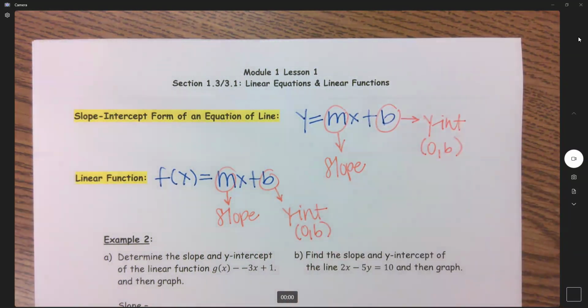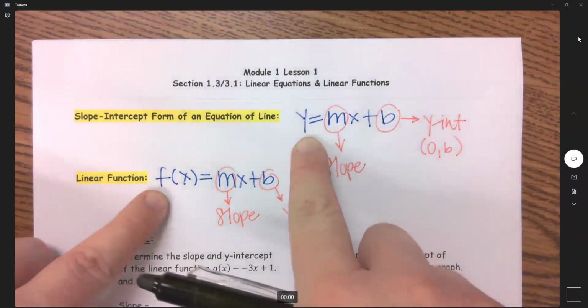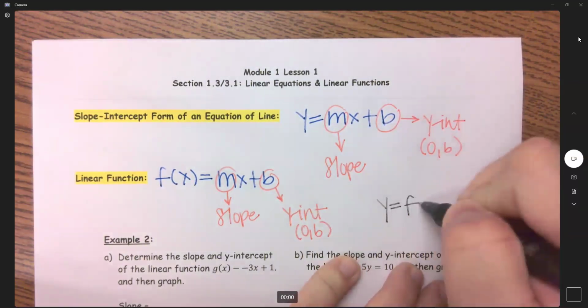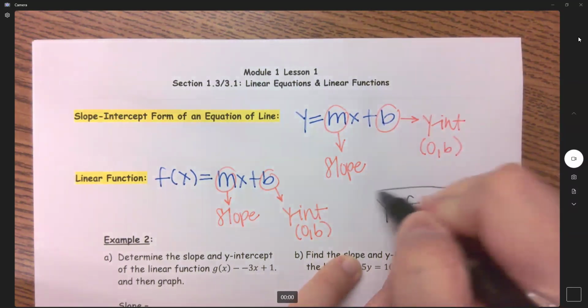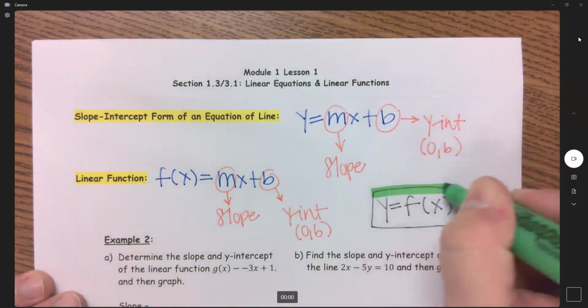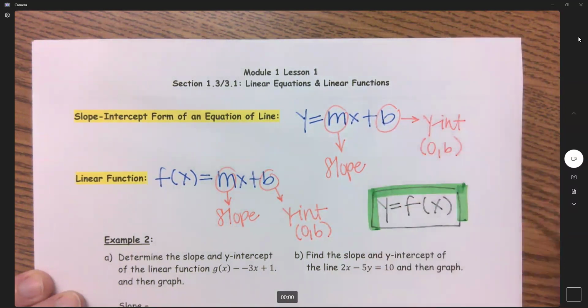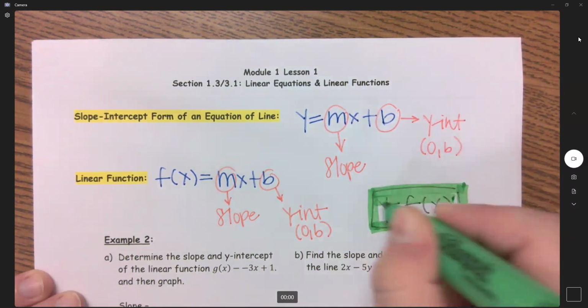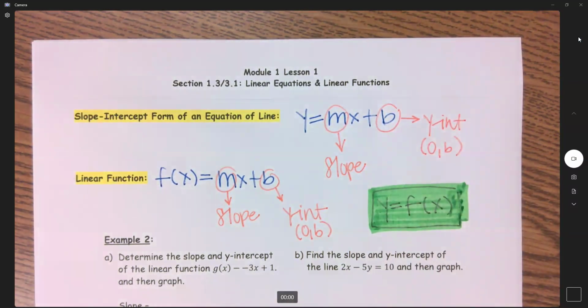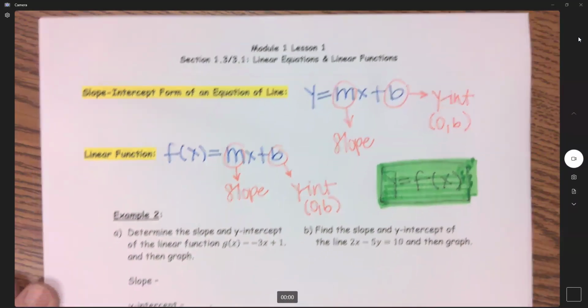So what does this here tell me? Something important going through for honestly the rest of the course is that y and f of x mean the exact same thing. And let's even give that a highlight here. Y and f of x mean the exact same thing. So we need to keep that in mind as we go throughout this entire class.